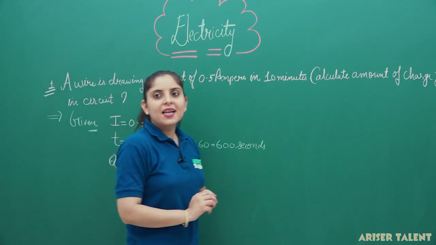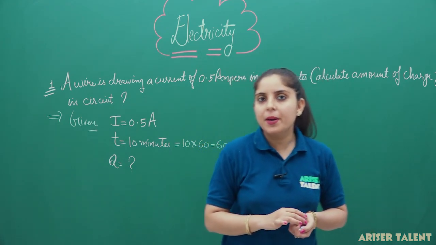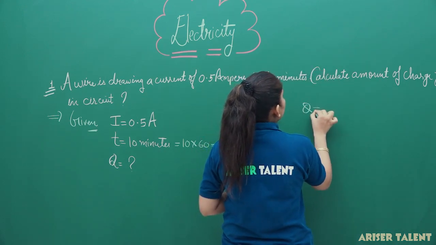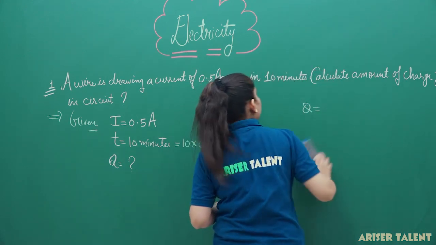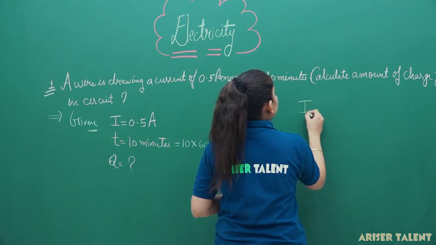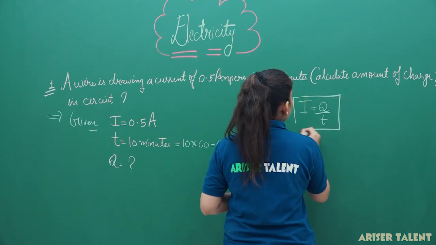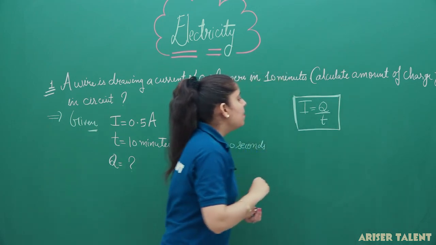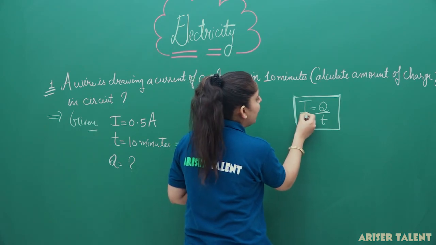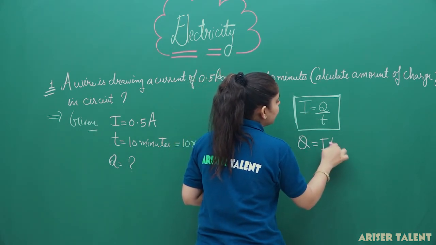Now, what is current? Current is defined as the amount of charge flowing per unit time. So the basic equation we have is I equal to Q upon T. This is the formula for calculating the current. But if I want to calculate the charge from this formula, I have to multiply both sides by T, so the formula comes out to be Q equal to IT.